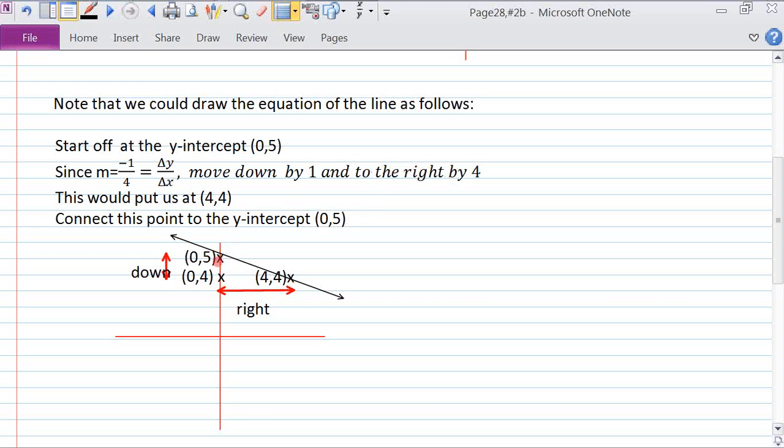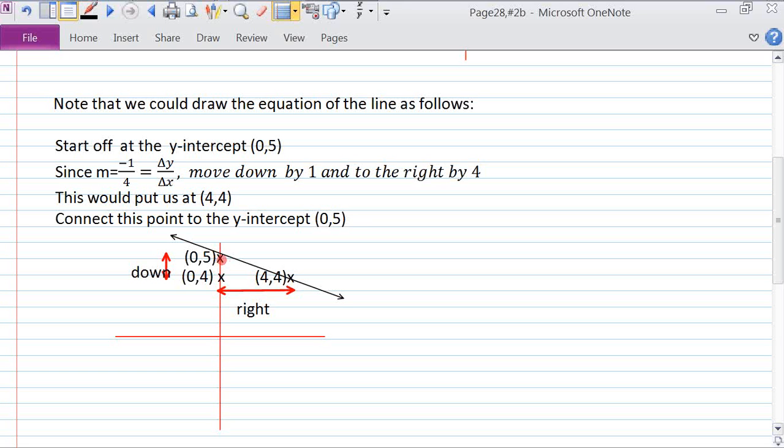So we move down 1, we come to this point, and we move over to 4, and we come to that point. So moving down from the initial point 0, 5, and moving down y by minus 1 would take us to 0, 4. And increasing x would mean that the 0, 4 over here would be 4, 4 because we've changed the x by 4. And we draw a little x here to indicate this. And then we connect the intercept to that.